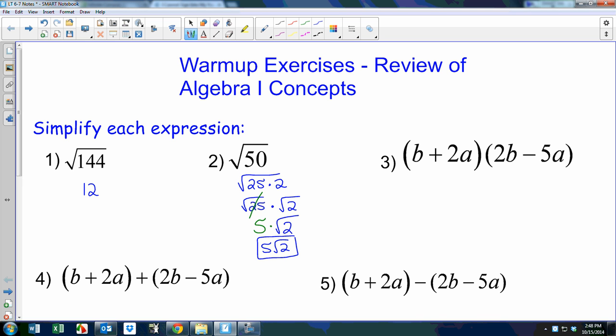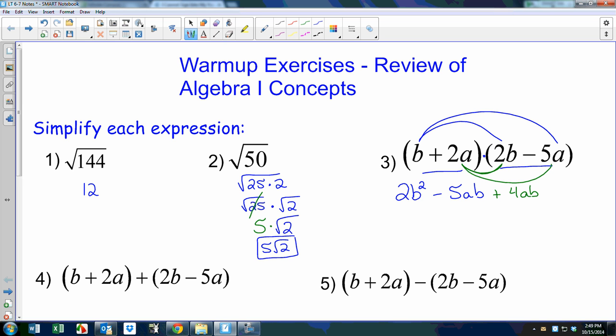Number 3 is straight FOIL. You have two items times two other items. So you'll multiply b times 2b, which is 2b squared. You'll do b times negative 5a, which is negative 5ab. And then you'll distribute the 2a to the 2b and the 2a to the negative 5a. So the 2a times the 2b is a positive 4ab, and the 2a times the negative 5a gives you negative 10a squared.